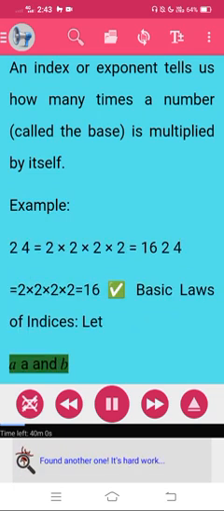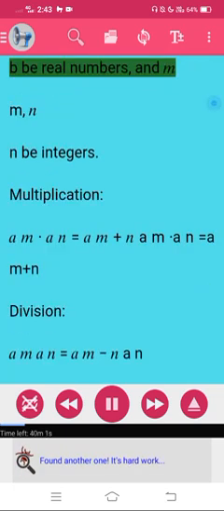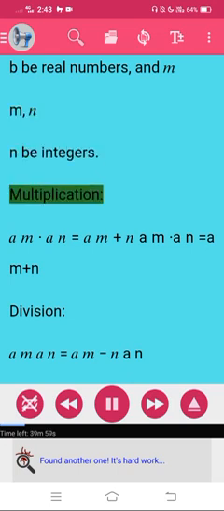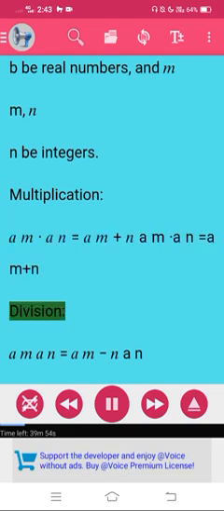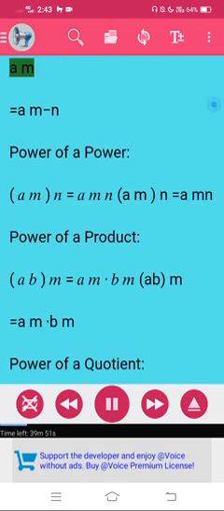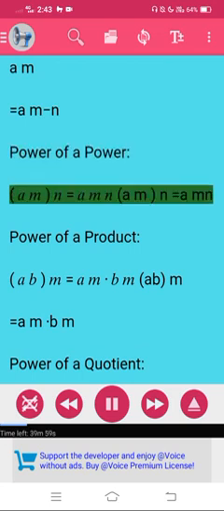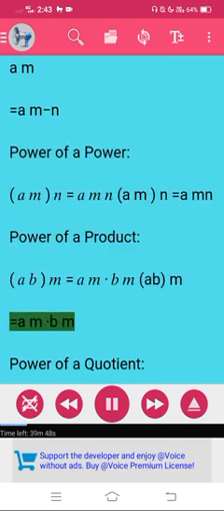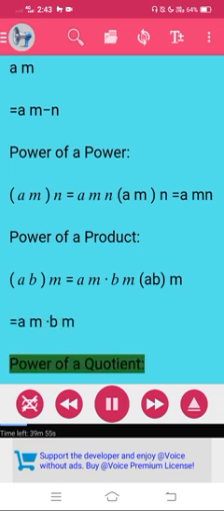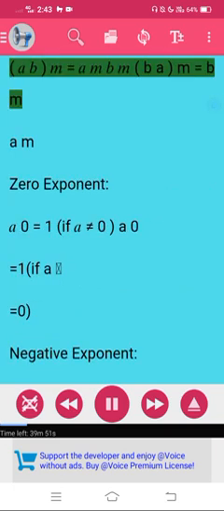Basic laws of indices. Let a and b be real numbers, and m and n be integers. Multiplication: a^m times a^n equals a^(m+n). Division: a^m divided by a^n equals a^(m-n). Power of a power: (a^m)^n equals a^(mn). Power of a product: (ab)^m equals a^m times b^m. Power of a quotient: (a/b)^m equals a^m over b^m.